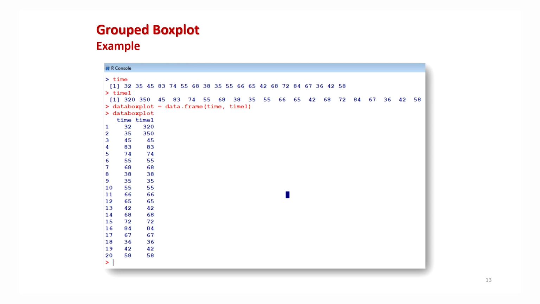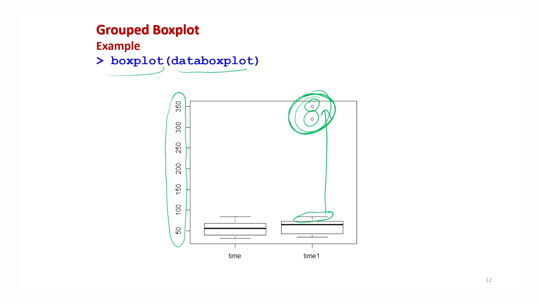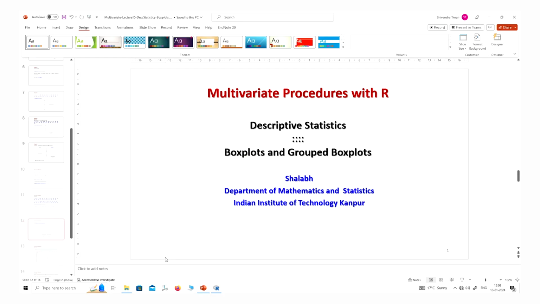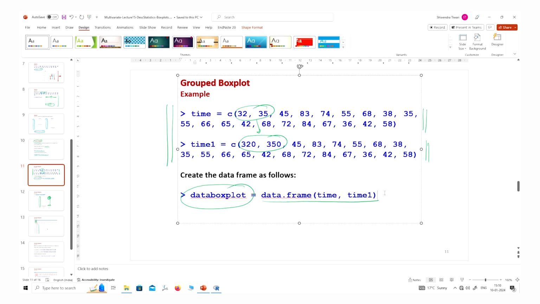So if you see here, this is the screenshot. I am taking time and time 1, and this is the box plot of the data set, then the data frame creation, and then the box plot. So let me create this data set here and show you how you can create this box plot, right? Let me copy the necessary part so that I can save some time.